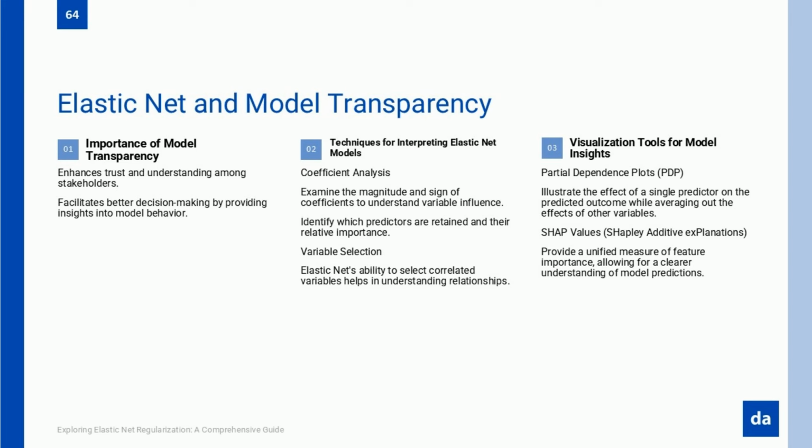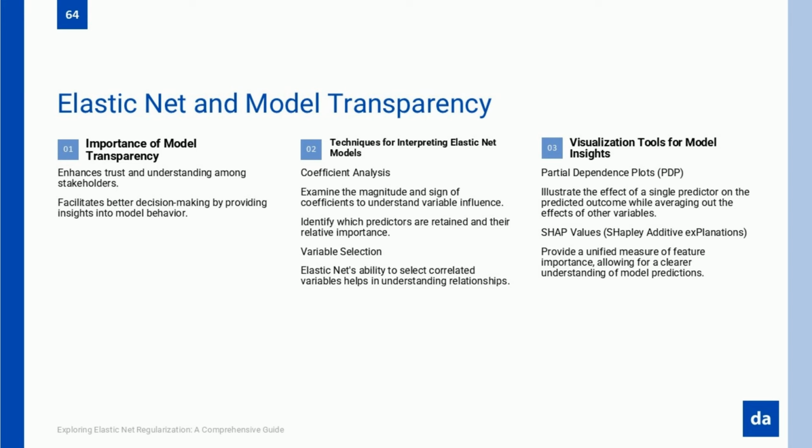Another key aspect of transparency is consistency in decision-making. If a model gives different predictions for similar inputs, it becomes difficult to justify its reliability. Elastic Net improves consistency by ensuring that correlated features are grouped together rather than making arbitrary choices about which to keep or discard. This leads to more stable and interpretable models, especially in industries like healthcare and finance, where model decisions have serious consequences. Transparency also plays a role in bias detection.